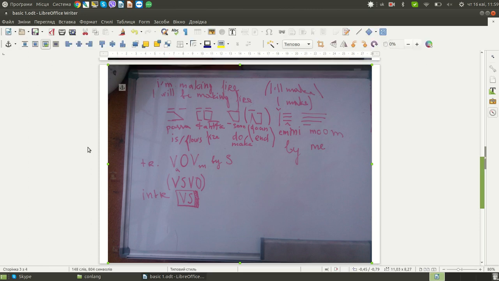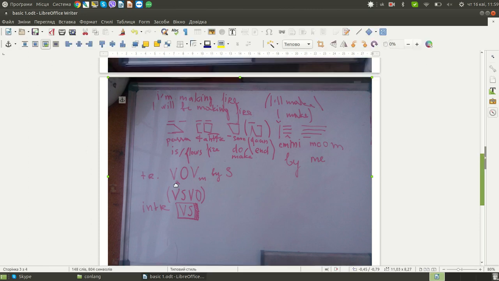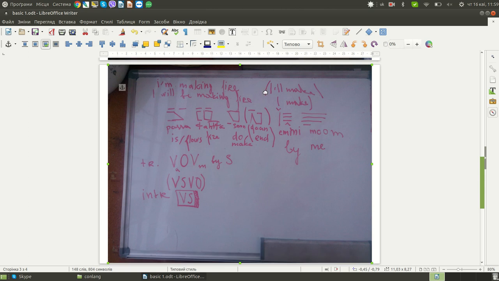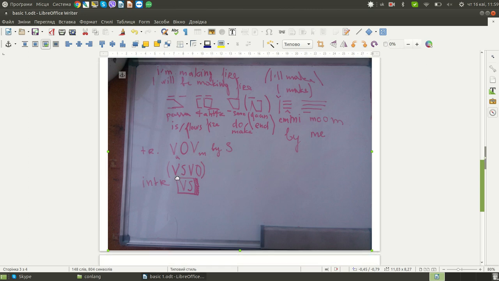So the structure is verb, auxiliary, object, verb, by, subject. So it's the structure of transitive sentences, but grammatically it's VSVO. And intransitive sentences are VS, like sleep I.